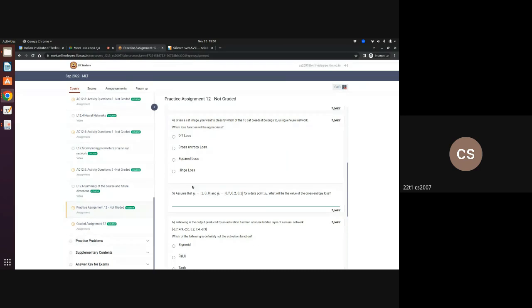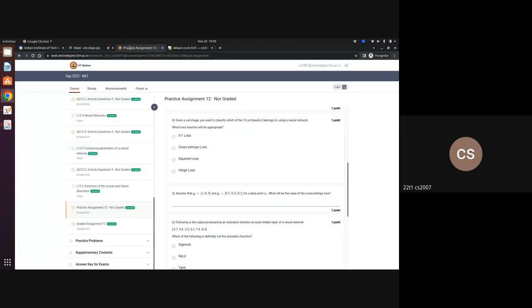All right. So next question. Given a cat image, you want to classify which of the 10 cat breeds it belongs to using a neural network. Right? Which loss function will be appropriate? Okay, we just now discussed. It's a multi-class. So what will be the correct answer? Anybody would like to guess? I've been speaking on and on, so I just want to check if people are there. So it's a multi-class classification, right? So what will be appropriate here?